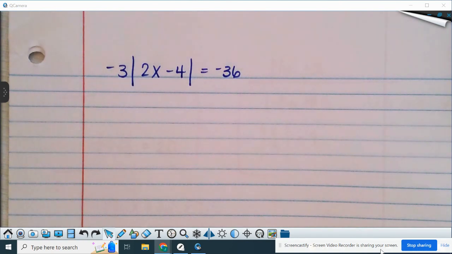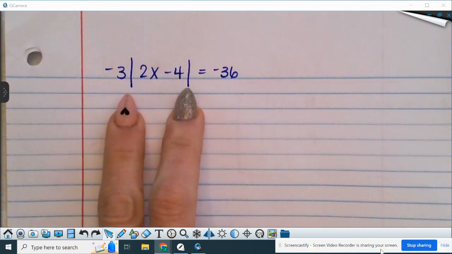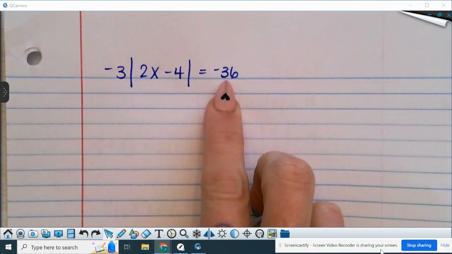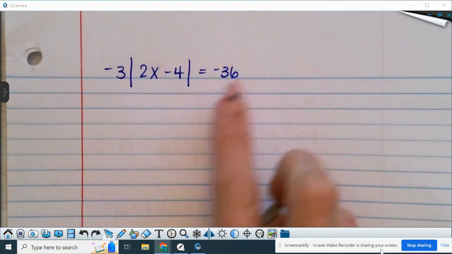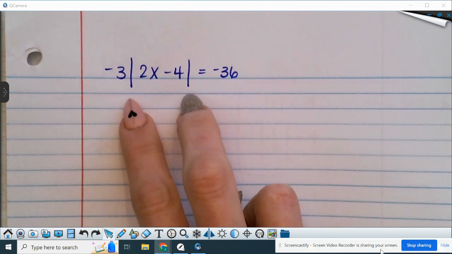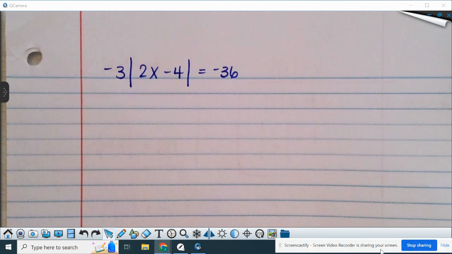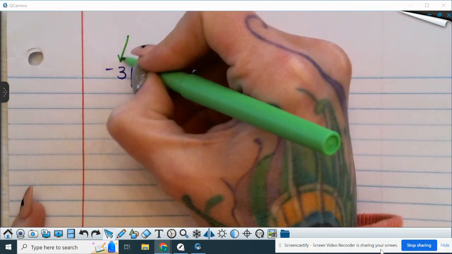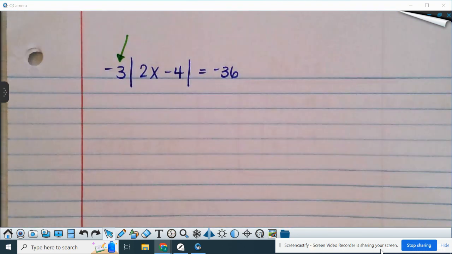So again, solving absolute value equations, you want to get the absolute value bars and an output by themselves. There can be more things going on, but ultimately we need the absolute value bars by themselves first. This -3 in the front is our problem, why we can't just write this equation twice and start solving.